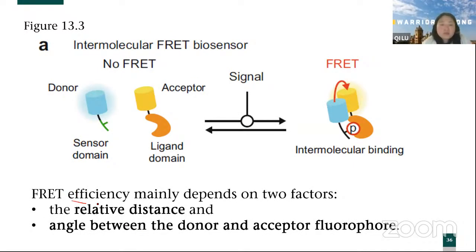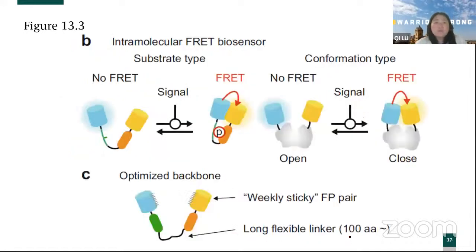This efficiency depends on two factors. One is the relative distance, and the other is the angle between the donor and acceptor fluorophores. So for FRET, we generally need the linker to be very long, like 100 amino acids. How long is 100 amino acids? We can see that the intact channelrhodopsin is only about 300 amino acids, so this linker is pretty long.